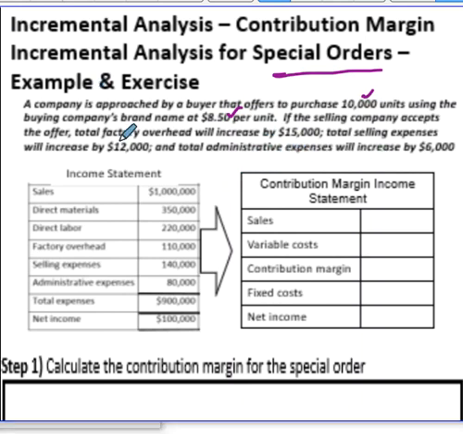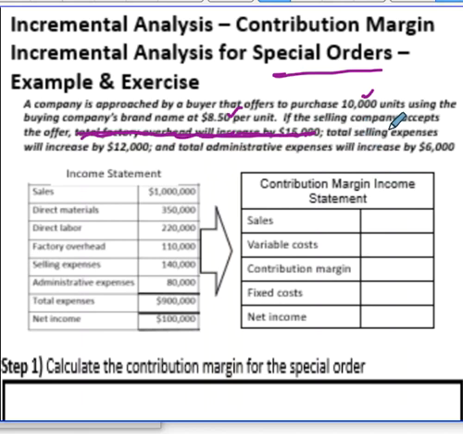Now, to simplify this and make this problem carry over from the first problem, I'm going to eliminate one of the items here. If the selling company accepts the offer, those 10,000 units at $8.50, I say total factory overhead will increase by $15,000. In this case, I'm crossing all of that information out. That will have nothing to do with the problem, so we'll go on from there. It'll simplify life a little bit more for you in this learning process.